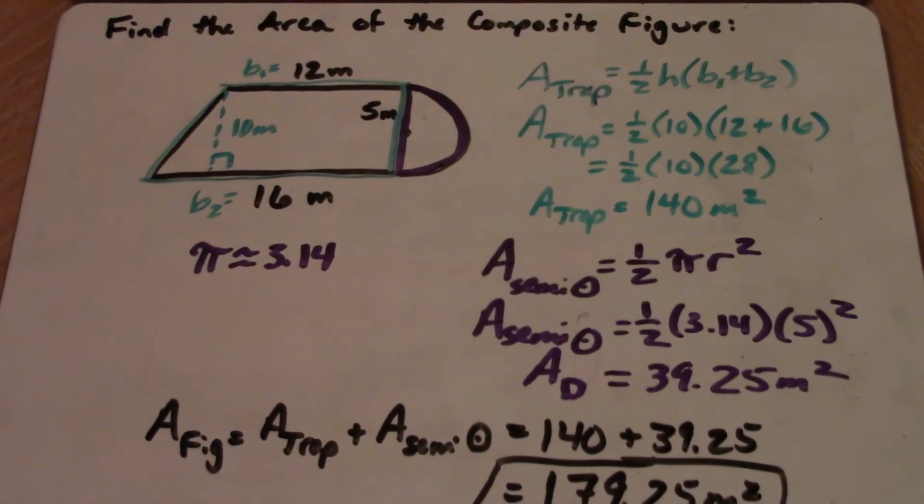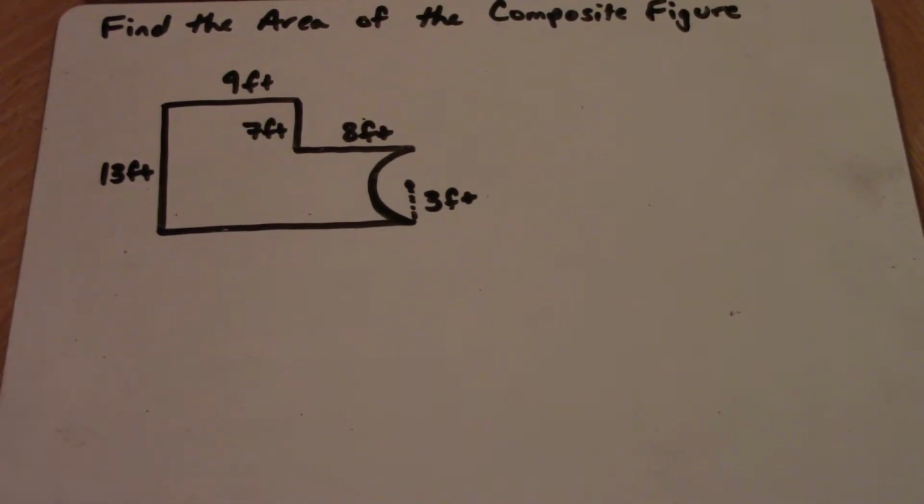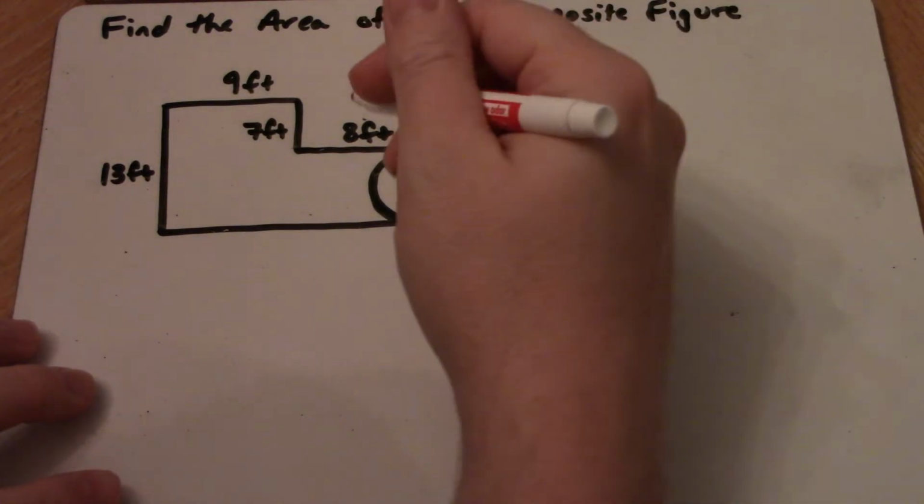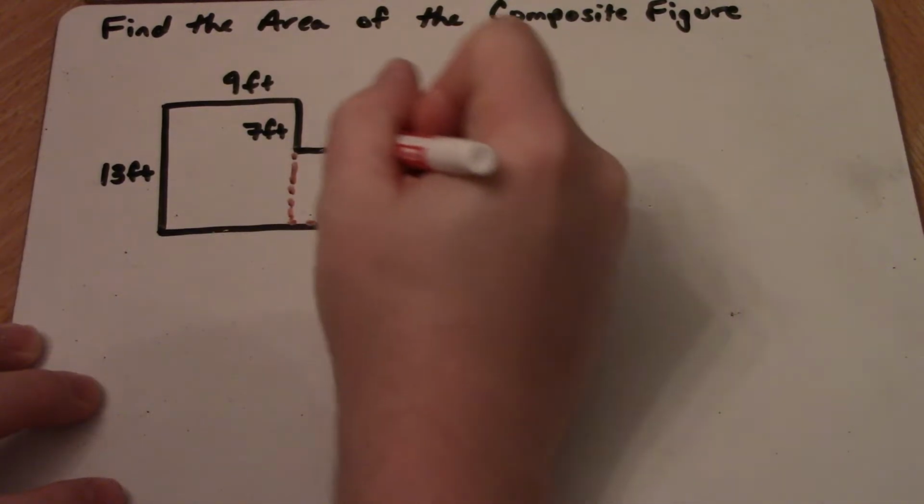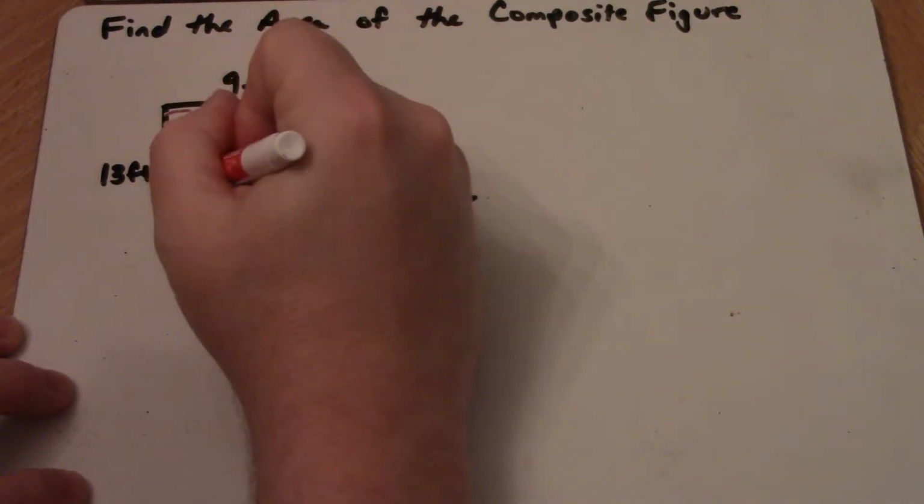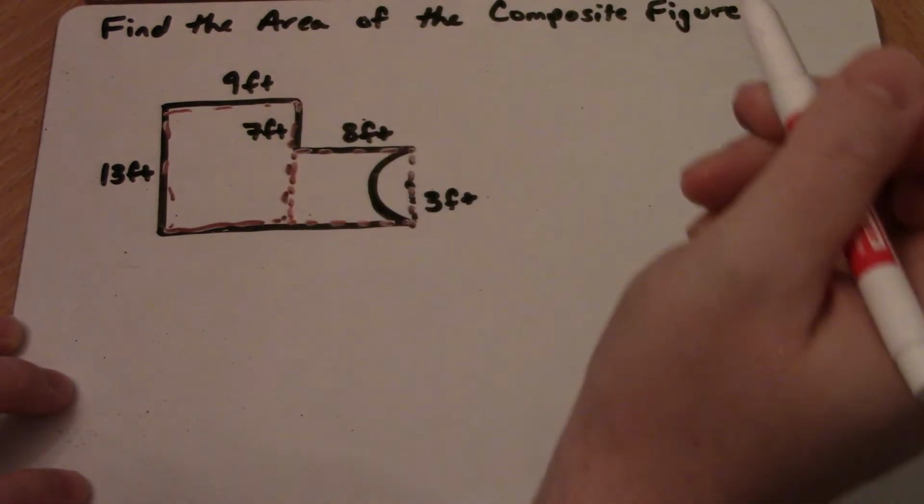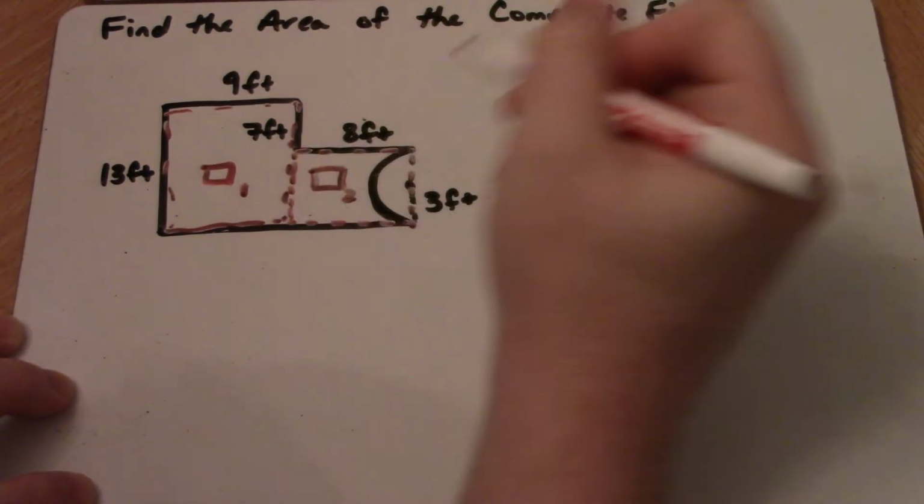Okay, so here's another example. Let's just do another one here. Here we have a shape that consists of two rectangles with a semicircle removed. So again, we've got a rectangle here and a larger rectangle here. We're going to add those two rectangles together. We'll call this rectangle 1 and this rectangle 2.